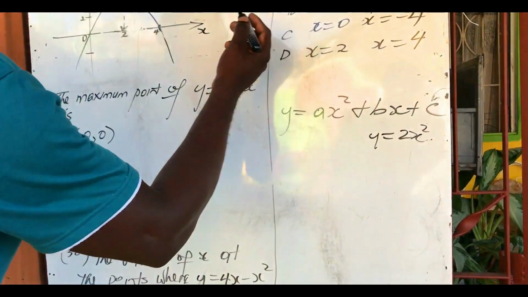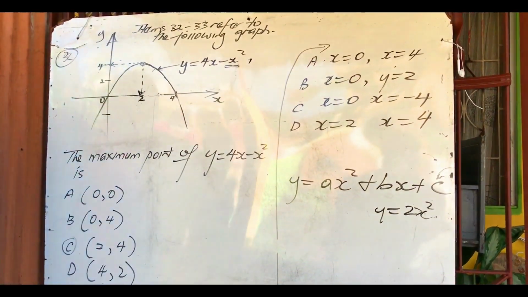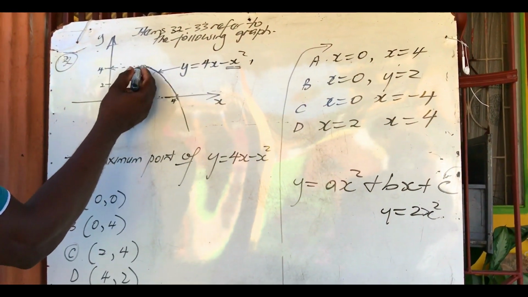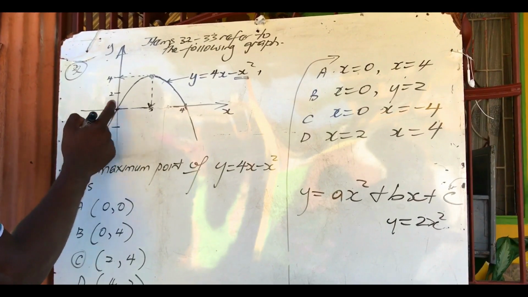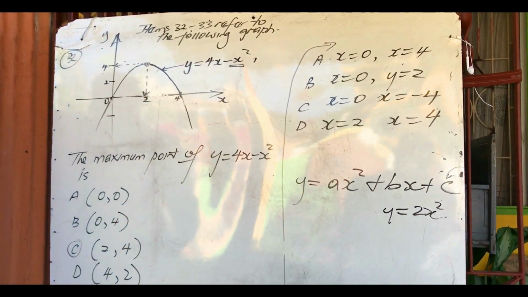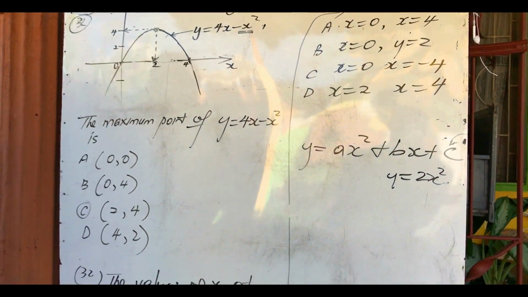And since we don't have any c, which is a constant, then the constant must be 0. So in fact, the graph will cut the y-axis at 0 right here at the origin. And the origin has coordinates 0, 0. Now, let us look at this.